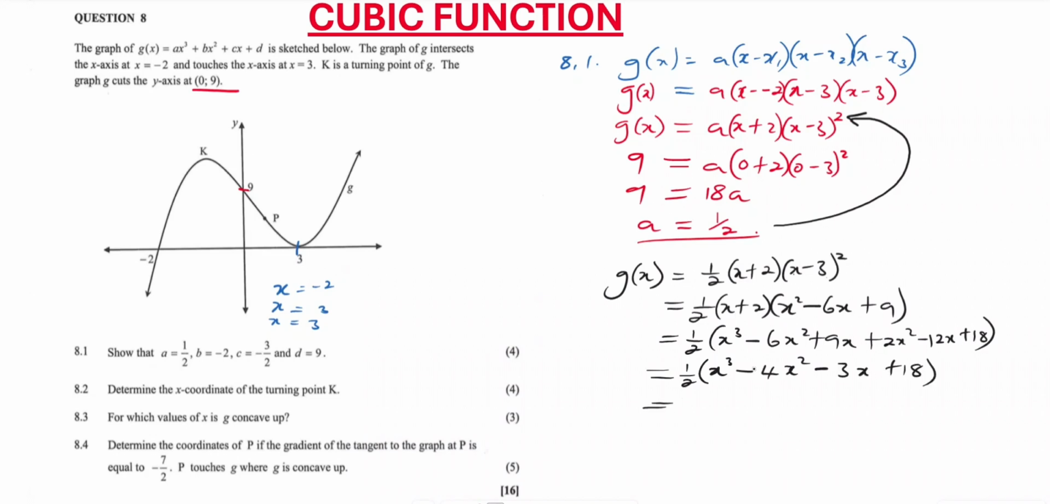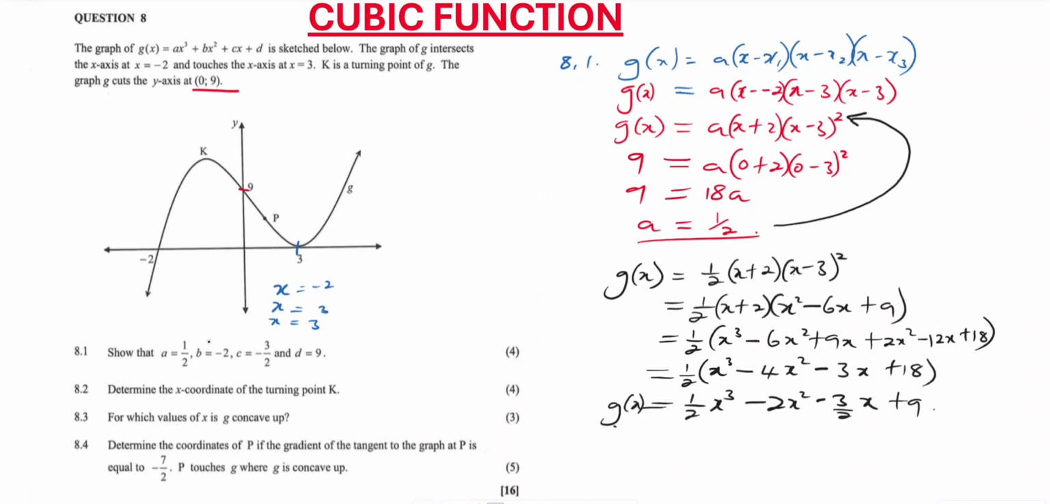Then we distribute the half inside. That is going to be half x cubed. Half times -4, we get -2x squared. Half times -3, that is going to give us -3/2. Then half times 18, which is +9. So this is our g of x.